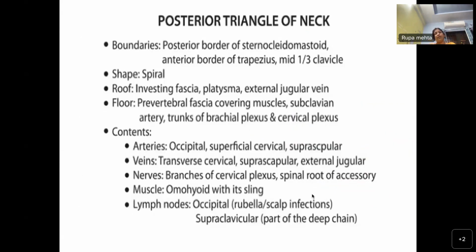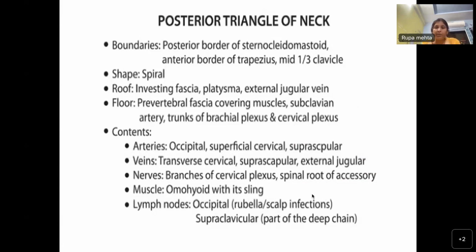Now, the posterior triangle of the neck, as we all know, has boundaries: the posterior border of sternocleidomastoid, the anterior border of trapezius, and the mid 1/3 of the clavicle. Shape is spiral. The roof is formed by the investing fascia, platysma, and external jugular vein. The floor is the prevertebral fascia covering muscles. We saw the various muscles forming the floor: semispinalis capitis, levator, scalene. Then the subclavian artery, trunks of brachial plexus and cervical plexus.